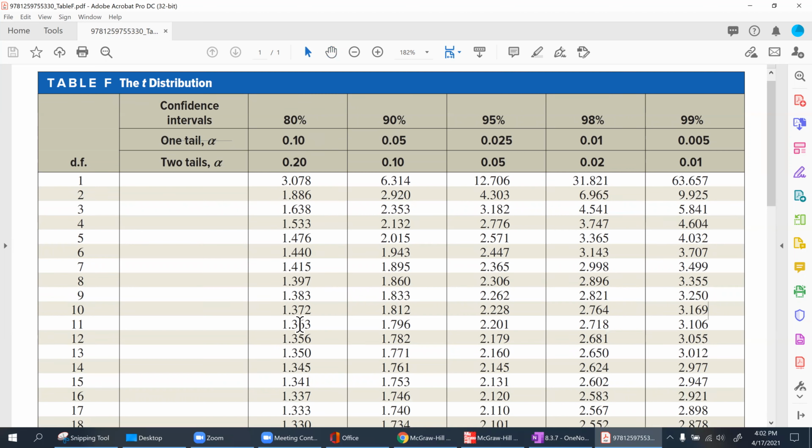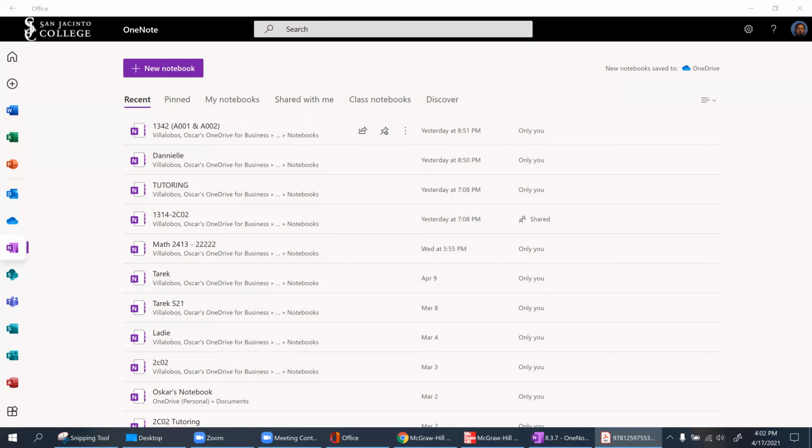So I'm going to go all the way down until I hit 9. And I see here, there we go, 1.383. Because this is crossed with degrees of freedom equals 9, and it's crossed with a one-tailed test at alpha equals 0.10. So that is the value you're looking for, 1.383.